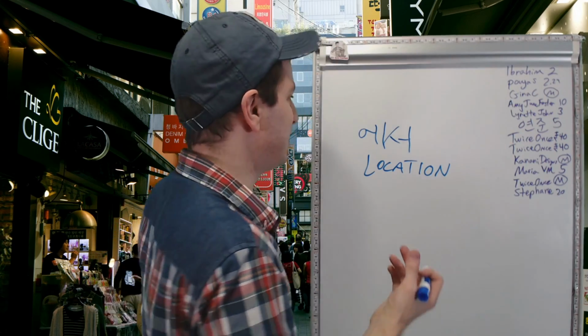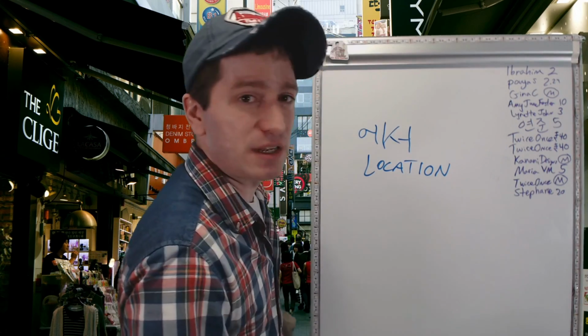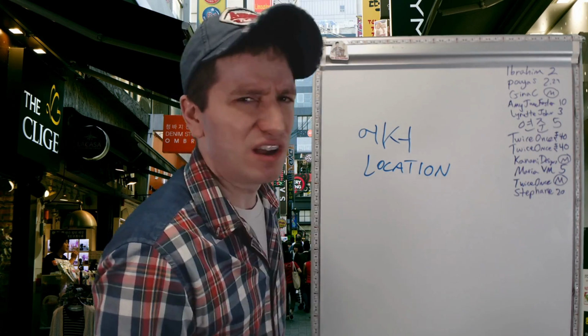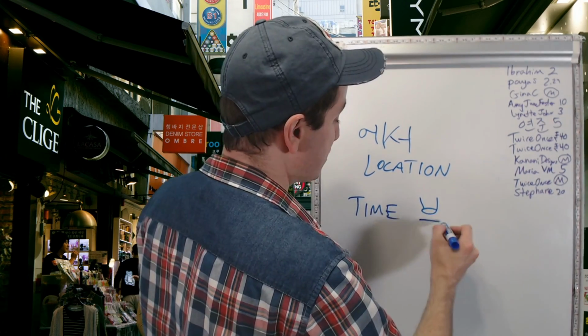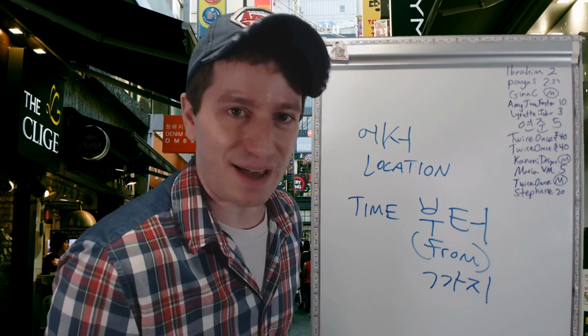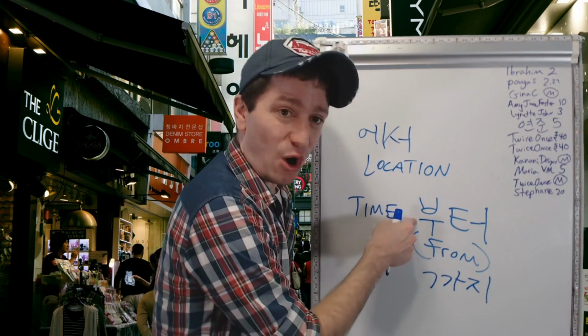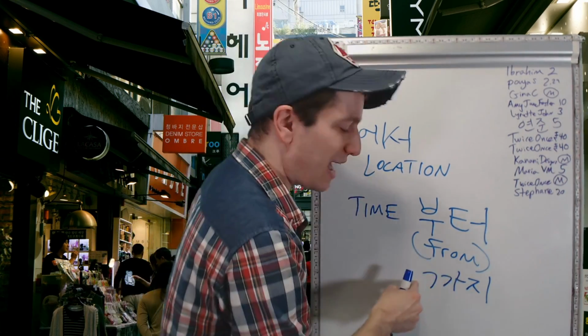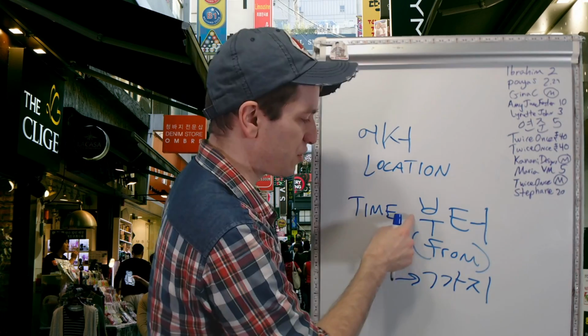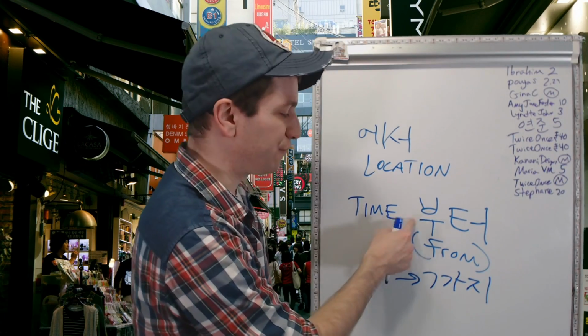So you would not use 에서 with a time. So if you wanted to say from a time, like from 2 o'clock, you wouldn't say 2시에서. For time, all you do is you attach 부터. 2 to 3 p.m. 2시부터 3시까지 시간 있어요. So instead, if you want to use a time to say from a time, use 부터.